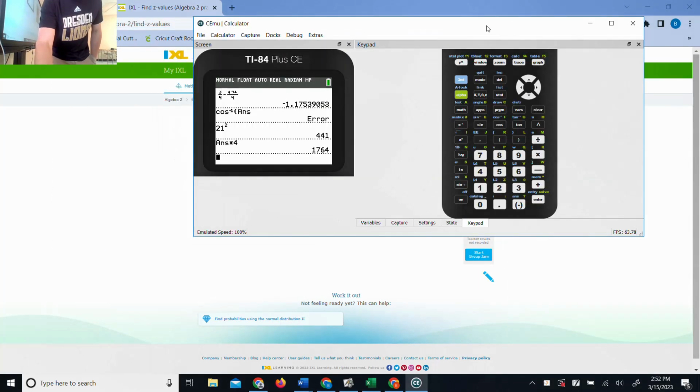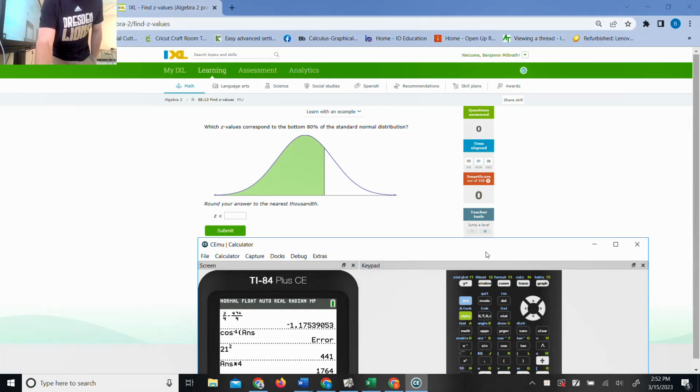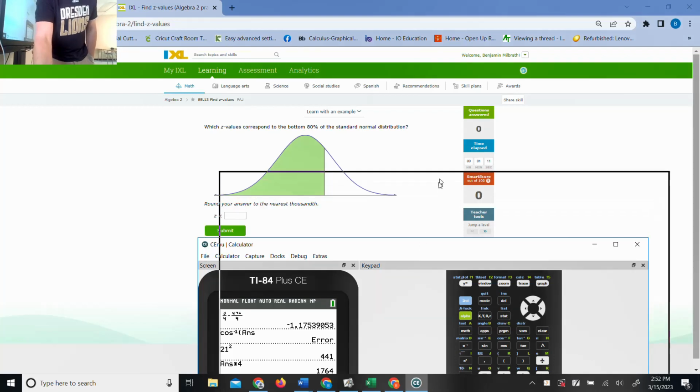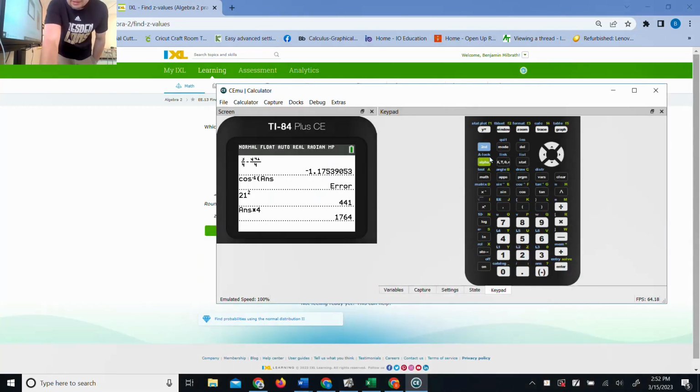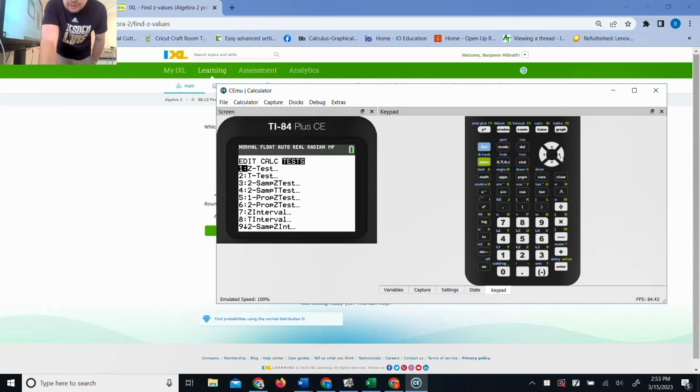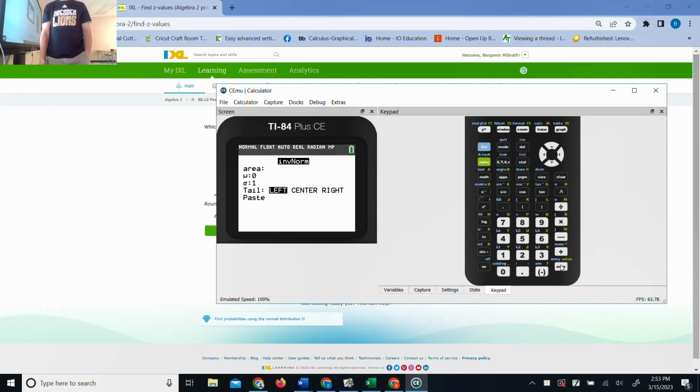All right, so what are we asking for here? The bottom 80%. We're going to use the inverse norm function. It's been a while since I've looked at it, so I can't tell you exactly how it looks off the top of my head. Let's see. Is it under stat? Nope, sorry. Second, vars, inverse norm. And it's pretty simple to do. The area here is going to be the bottom 80, so 0.8.